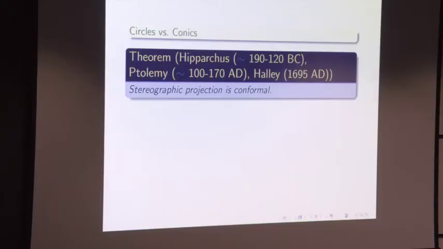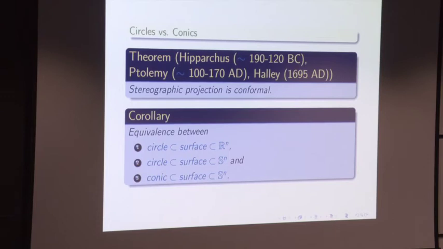there is a classical theorem here that helps us. And now, many people are using the word classical theorem to refer to something that's fairly recent, but this is in fact a classical theorem. It was proved by Hipparchus, something like, what is it, 2,200 years ago nearly, okay? And then a modern treatment was given by Halley, which says that the stereographic projection is conformal, okay?